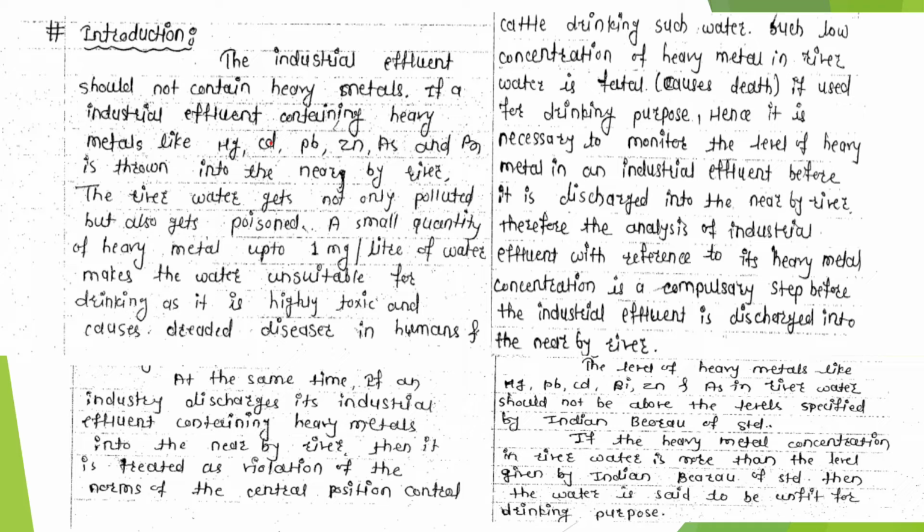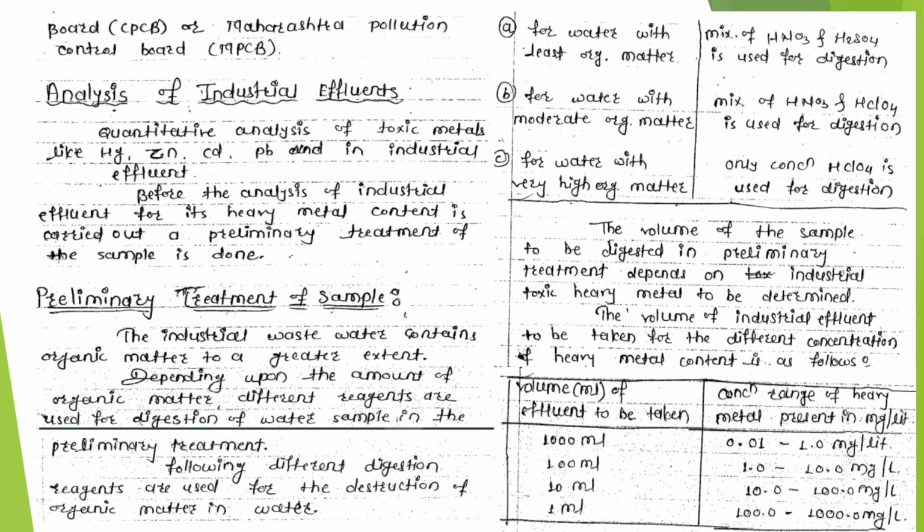If the heavy metal concentration in river water is more than the level given by the Indian Bureau of Standards, then the water is said to be unfit for drinking purposes. So before discharging or before using this type of water for drinking, first check the level of those specific heavy metals in the given industrial effluent, which should not be above that specified by the Indian Bureau of Standards. So our boards are the Maharashtra Pollution Control Board as well as the Central Pollution Control Board. So this is about the introduction of industrial effluent.